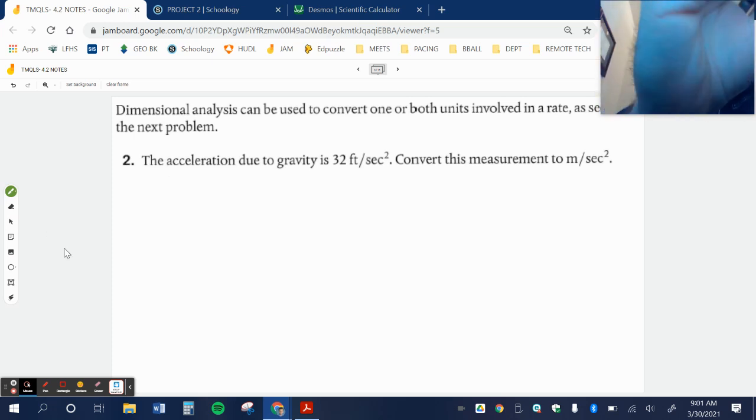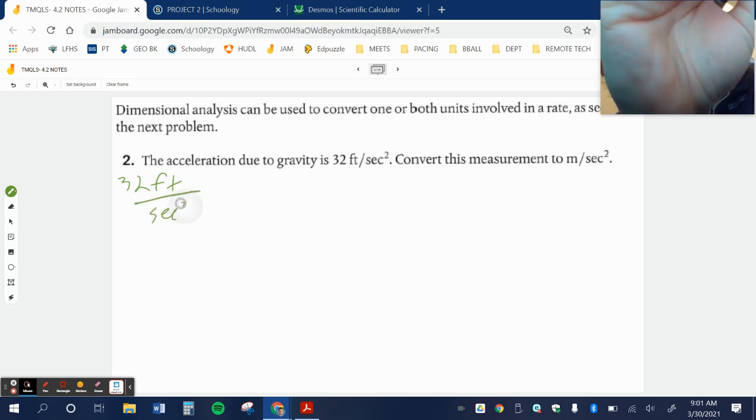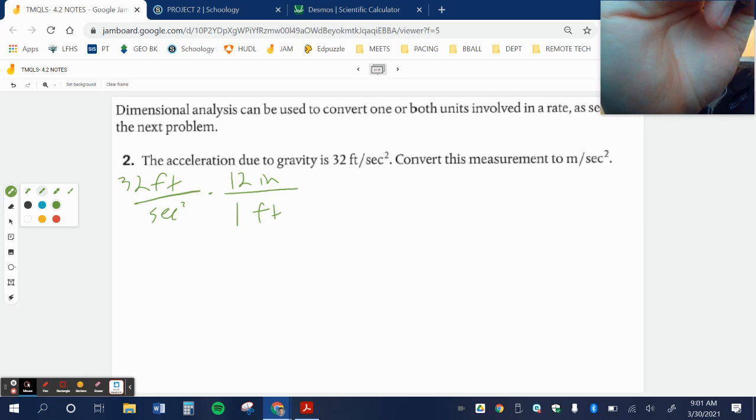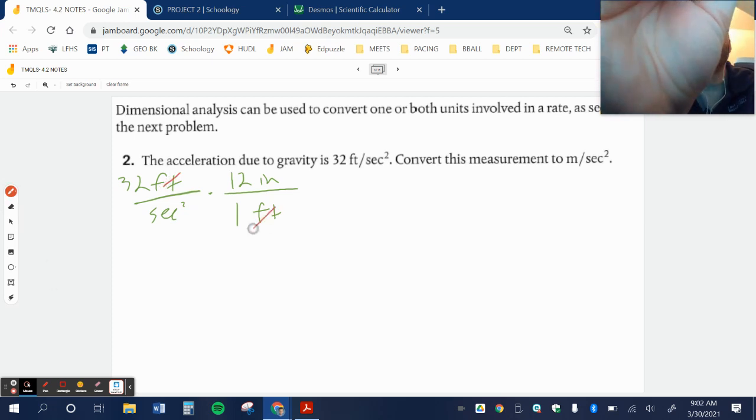All right, so what is that going to look like? I got 32 feet per second squared. I'm going to multiply that by 1 foot to 12 inches because I want to go from feet to inches.